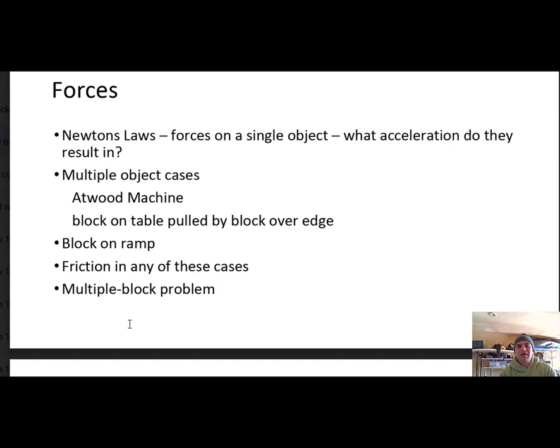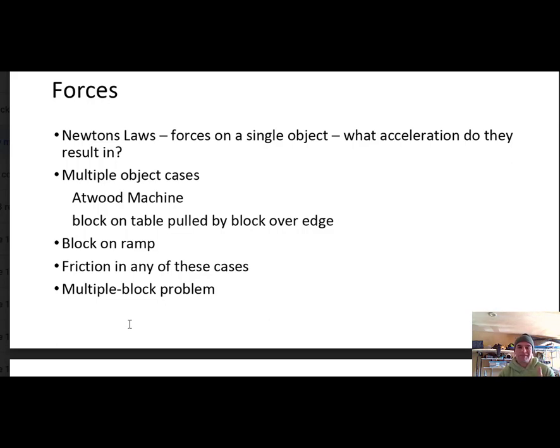We also spent a lot of time discussing Newton's laws, forces on a single object, the acceleration that those objects experience as a result of forces acting on them, using the equation F net equals ma, which is an equation we used throughout the entire semester. And F net, of course, represents the entire force acting on an object, the sum of all of the forces. It could be one of many forces. It could be the normal force, it could be friction, and it could be tension, and it could be gravity. Those are the 4 main ones we discussed. And some combination of those results in an acceleration.